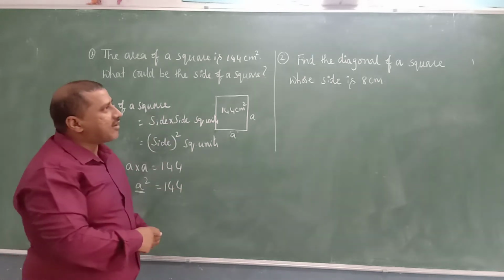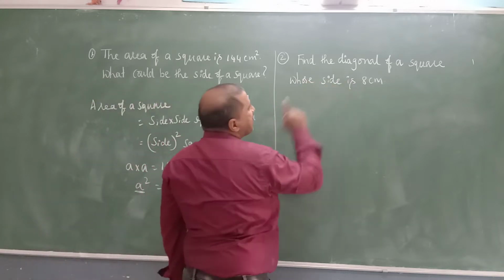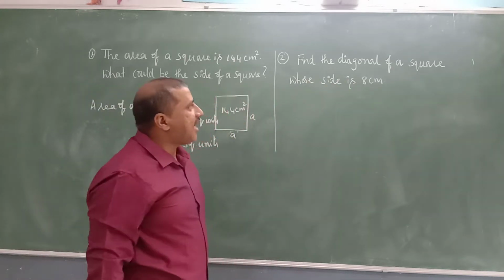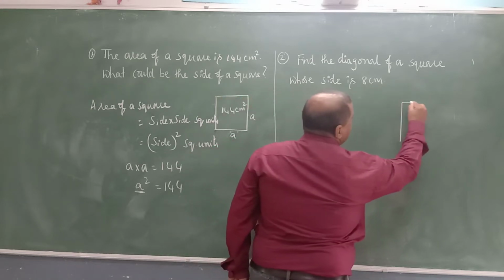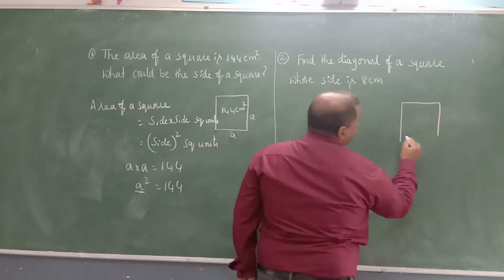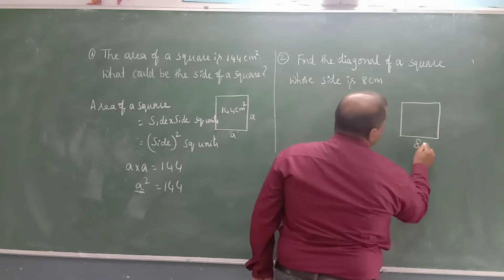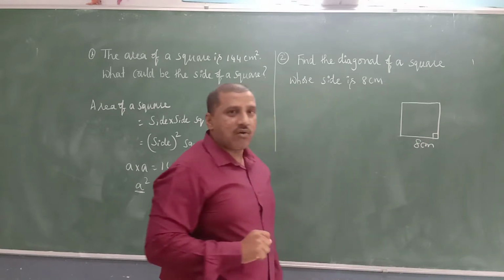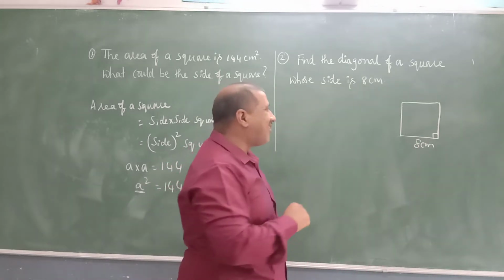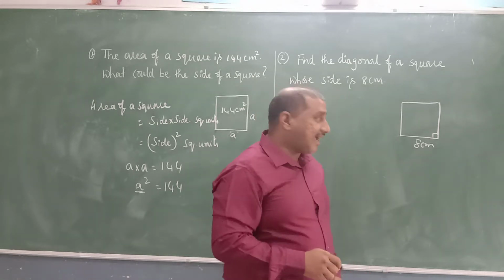Now we will see one more example, one more situation. Find the diagonal of a square whose side is 8 centimeters. Now we have a square with side 8 centimeters. A square is a four-sided quadrilateral polygon in which all the sides are equal and all angles are equal. Each angle is 90 degrees.